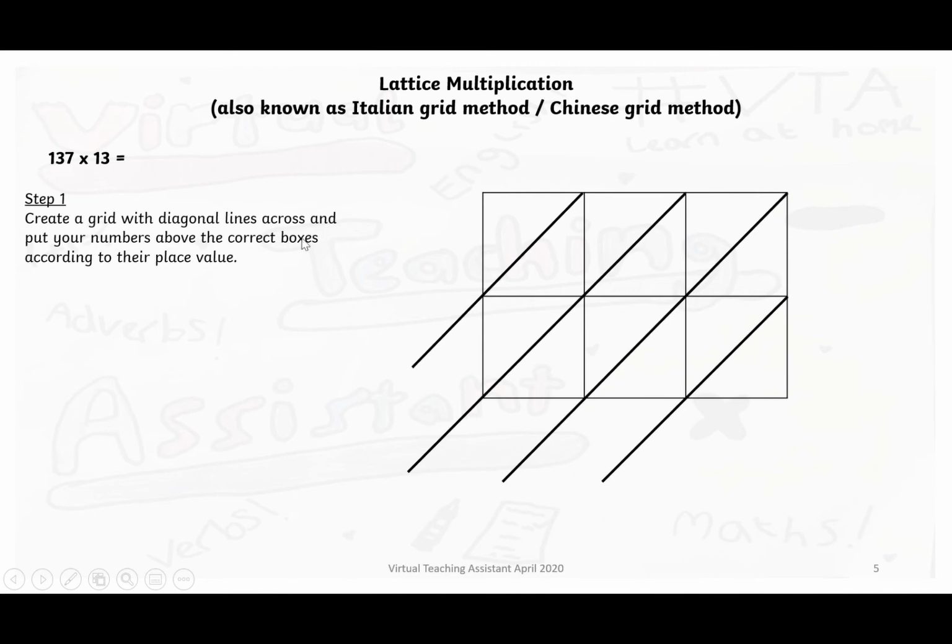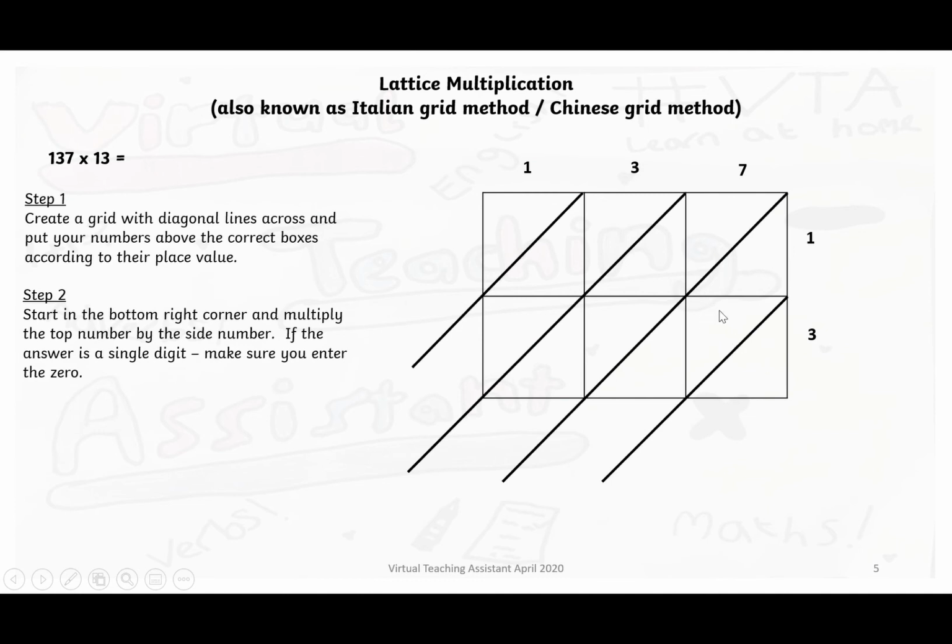Now, because mine's a 3-digit number, that 137, I need at least 3 columns, and then it's by 2 digits, so I've got 2 columns here. Again, if my numbers were bigger, I'd add more columns. Then you need to put diagonal lines across this way like this. All right. Step 2, write your numbers in.